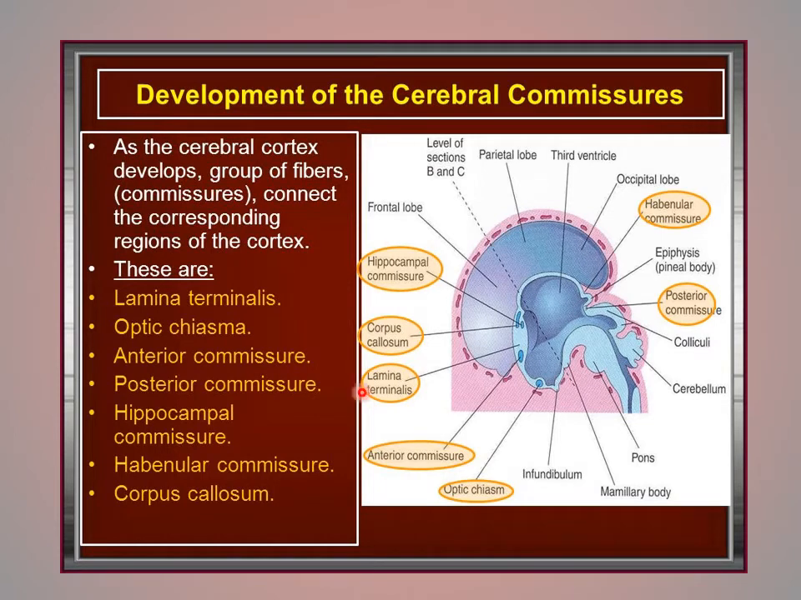Now, the development of the cerebral commissures. The cerebral commissures are groups of fibers which connect one part of the cerebral cortex with another, or one cerebral hemisphere to the other. These commissural fibers, or the white matter of the cerebrum, include the lamina terminalis, optic chiasma, anterior commissure, posterior commissure, hippocampal commissure, habenular commissure, and the corpus callosum. So these are all the cerebral commissures, or the white matter of the cerebrum.